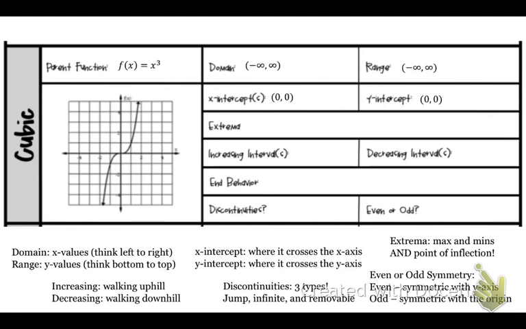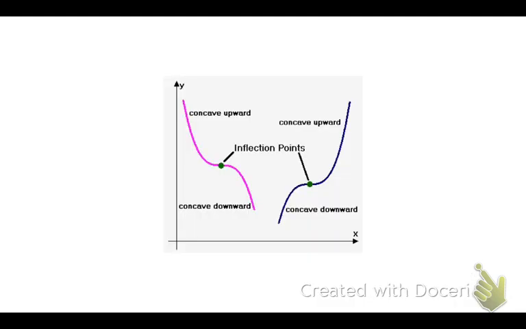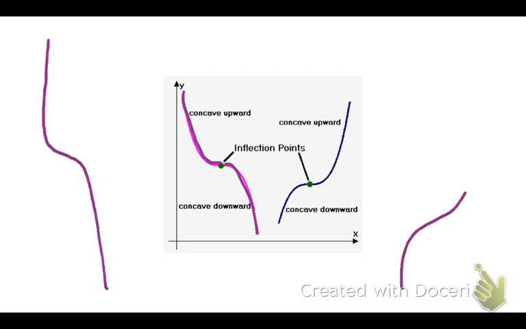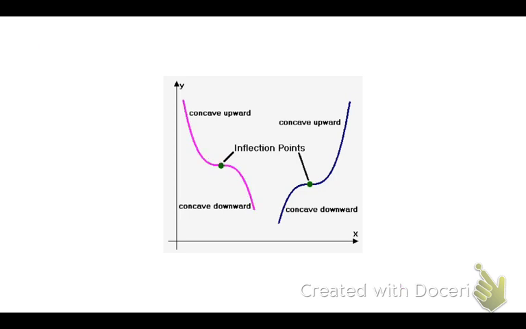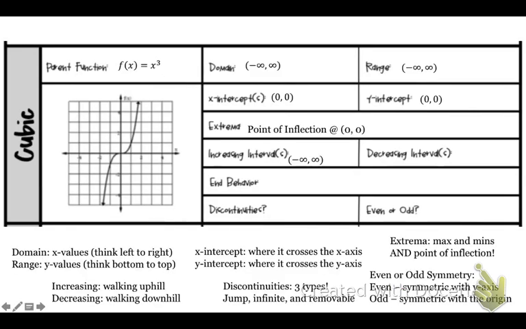Now, the other extrema that we have is called a point of inflection. A point of inflection is where the concavity changes. Like here, we're concave up the whole time, but then we change to concave down. Basically, it's a point where you have this weird curvature happening. Like here, we start concave down, but then we have this weird curvature, and then we go up. So they're just inflection points. That's called a point of inflection when it looks like that. So here we have a point of inflection at 0, 0.